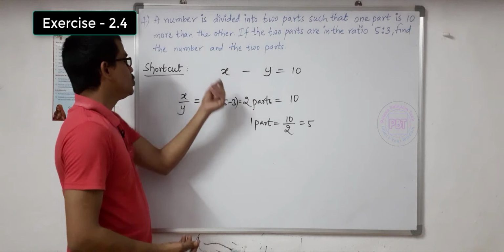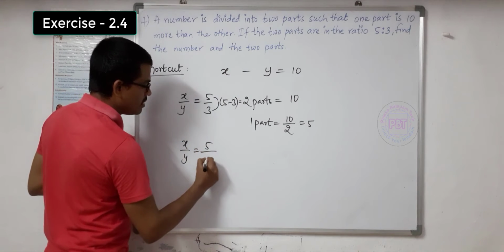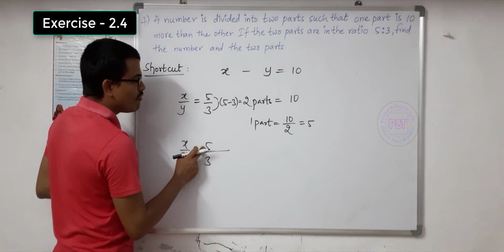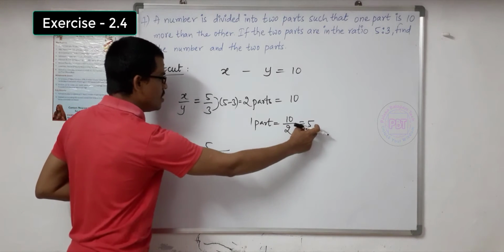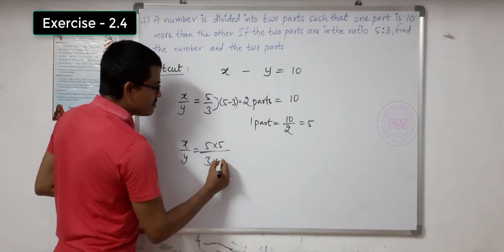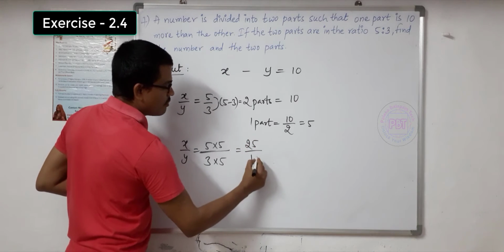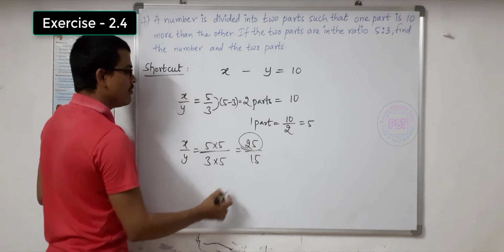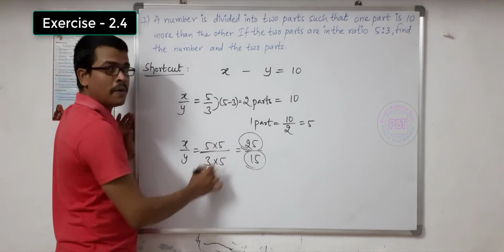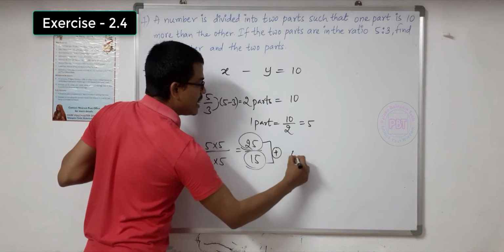Now what are the two parts asking? So x by y equal to 5/3. Multiply numerator and denominator by 5. So x is having 5 parts. Like that, 1 part value is 5. So 5 parts value is 5 5s are 25. 3 parts value is 3 into 5. 5 5s are 25. 3 5s are 15. So the first part is 25. The second part is 15. Isn't it? These are the two parts of the number. Then what is the number? Add these two. Then you will get 40.